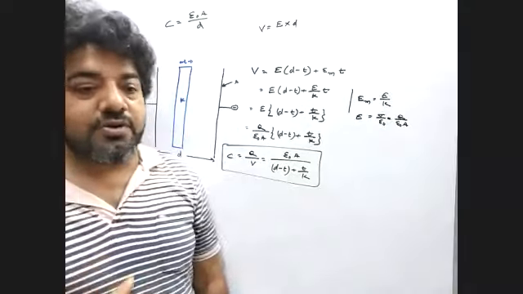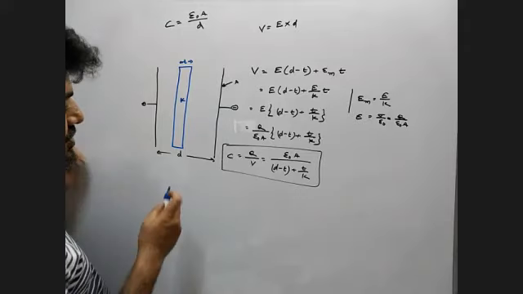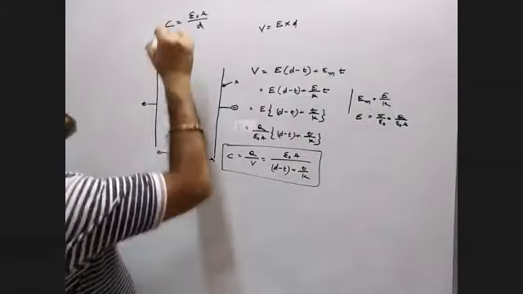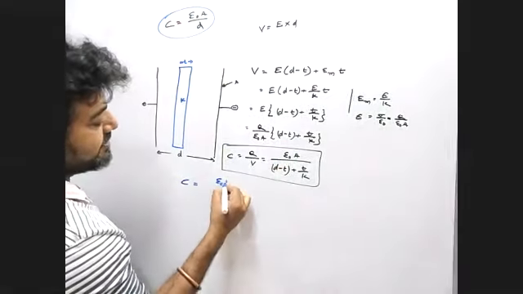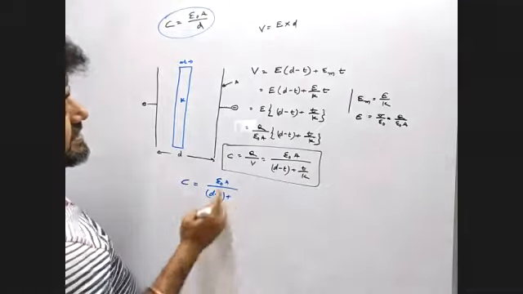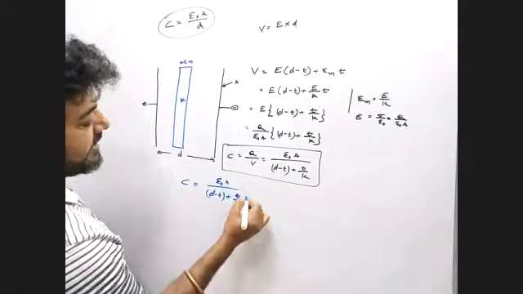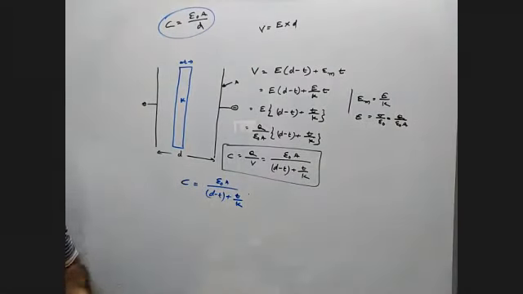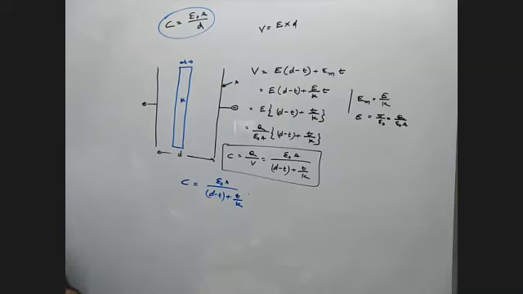If you want to know how to write this equation directly, I can give you a very shortcut method. See, this is my formula, epsilon naught A by D. Epsilon naught A is common, so you can write epsilon naught A. Now, which part is in air? D minus T part is in air, plus the T portion is in the medium whose dielectric constant is K. Can we write it that way? Because for air, K is 1, and dividing by 1 doesn't matter. So D minus T plus T by K. Is it clear, everyone?